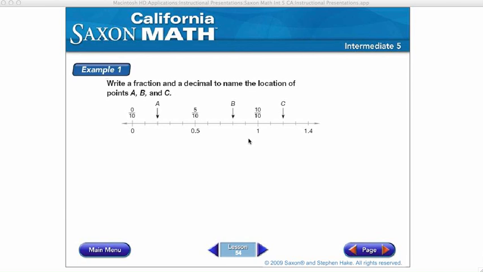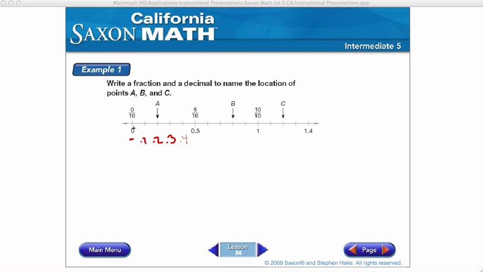If you take a look here at example number 1, we have a number line that starts at 0 and we see that it's labeled 0.5, 1, 1.4 here at the end. So if I go through and count, I can figure out that each tick mark counts as 0.1 or 1/10. 0.1, 0.2, 0.3, 0.4, 0.5, and so on.